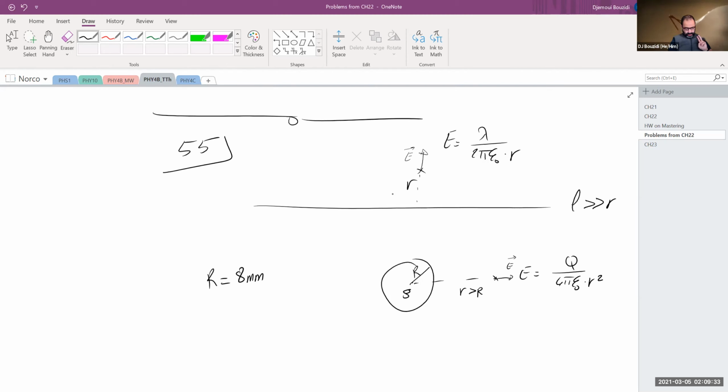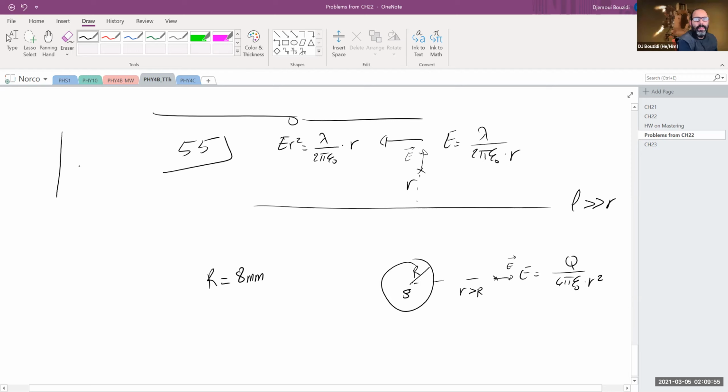One for E R squared versus R, and the other for E times R versus R. So we're going to take this one and multiply it by R squared. The R squared cancels the R, and this should simply be equal to 2 pi over epsilon naught times R. So this is going to be a line like this. So this is graph 1.